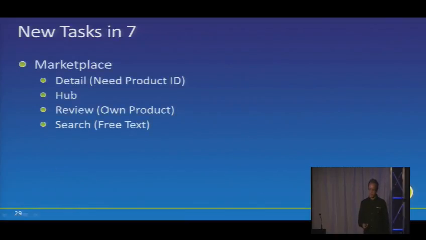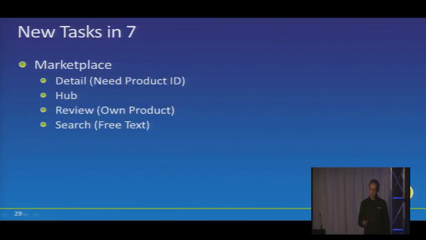There are some additional tasks which are only in Windows Phone 7. So there are those around the marketplace. So you can look at a product detail, as long as you have the product ID. So you could, for example, have a link that went through to another product that was related to the one they're currently running, saying, why not try this? And then you could point them at the details to that product. You could go to the hub, which basically just takes them to the outer marketplace hub.